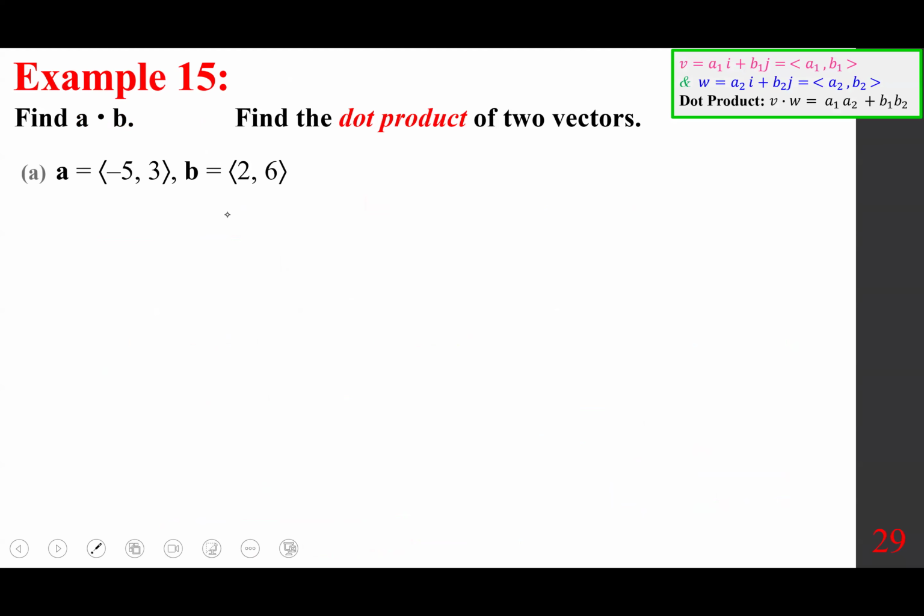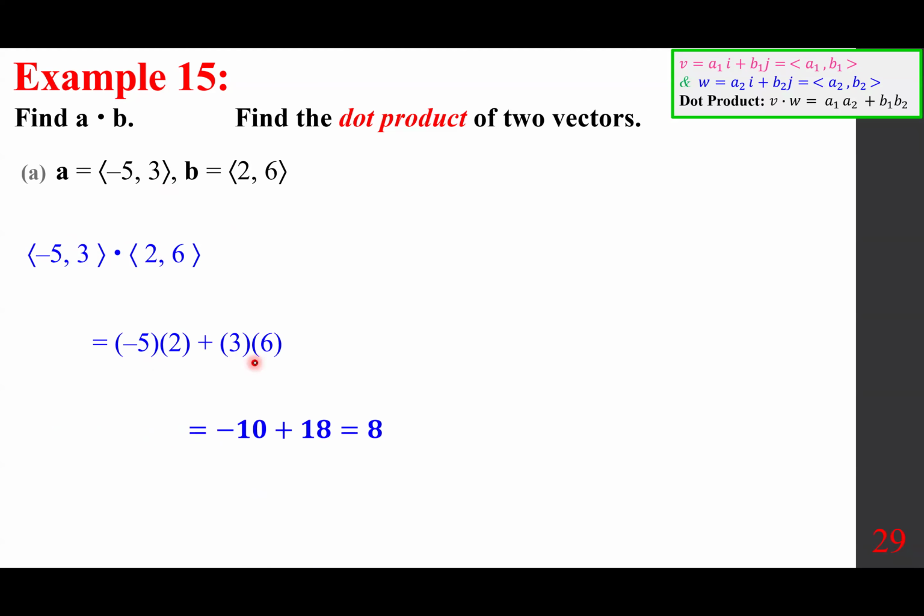Let's find the dot product for this case. A is given, B is given. And so if we want to look at their dot product, simply multiply the I component and the J component. Minus 5 times 2 plus 3 times 6. This is minus 10. This is 18. They add up to 8.